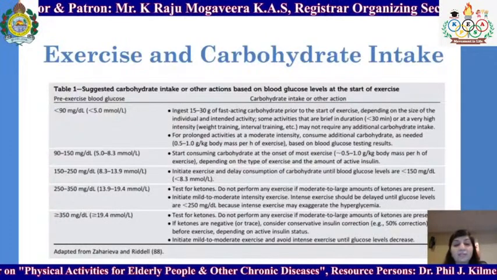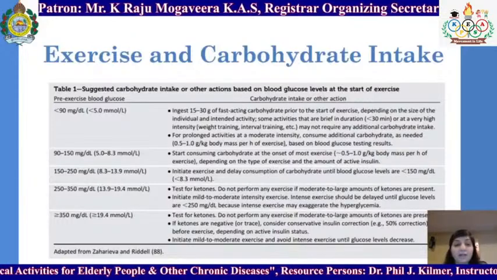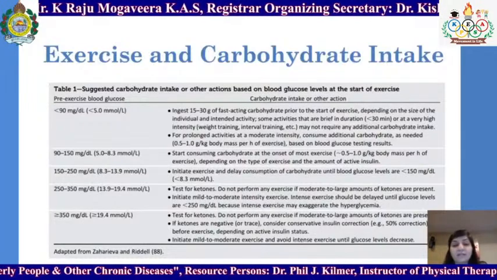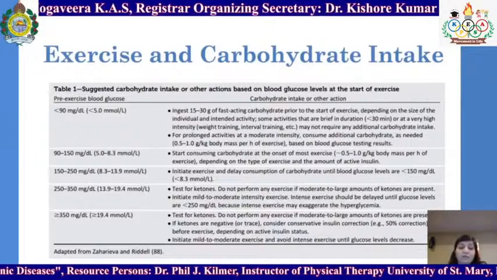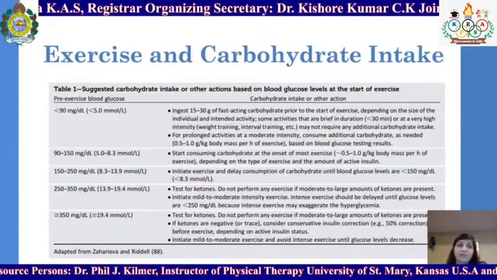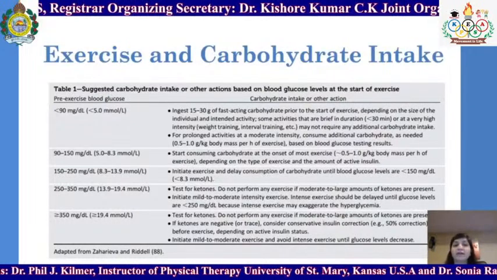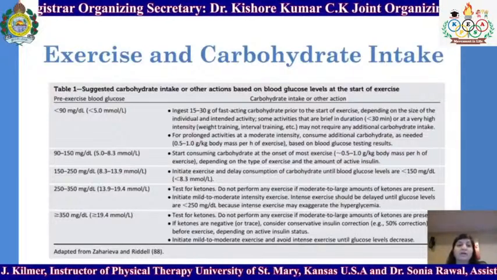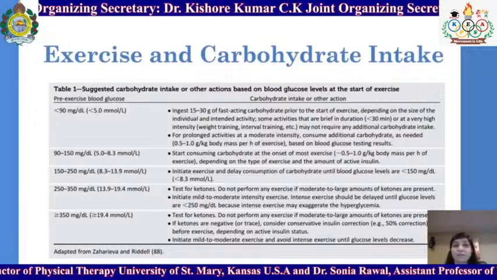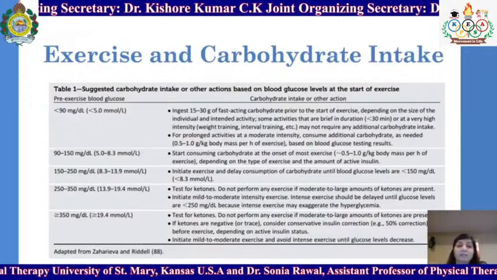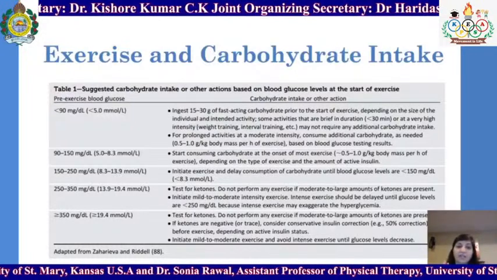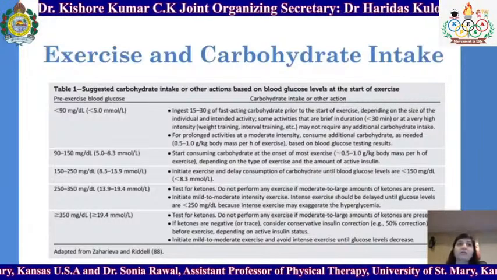And if the blood glucose levels are greater than 350 and no ketones are present, avoid any intense exercise, just initiate mild to moderate exercise. So there is a range. If there is hypoglycemia, you have to take a lot of precaution. They should not be exercising. Give them a snack so their blood glucose comes up. If they have too high blood glucose, like above 250 or 350, you have to be very cautious. Just do mild to moderate intensity exercise until their blood glucose returns to within that range, at least less than 250 or 350.